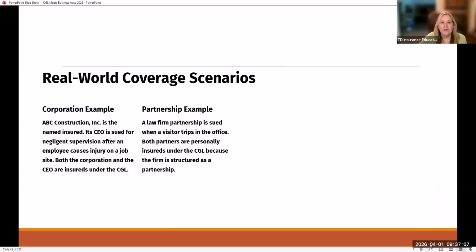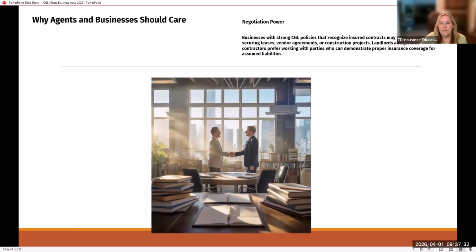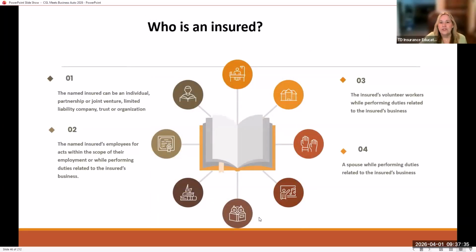So you have those corporations, you have partnerships, you have employees. A bakery employee accidentally spills hot coffee on a customer, and the employee is considered to be an insured. And so this is where the CGL will cover the claim, especially if they get sued individually. And of course, we have all of our additional insureds, like our tenant and owner type situations there. So when you're talking about who is an insured, it can encompass quite a bit.